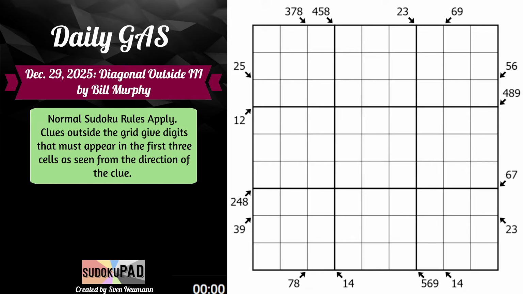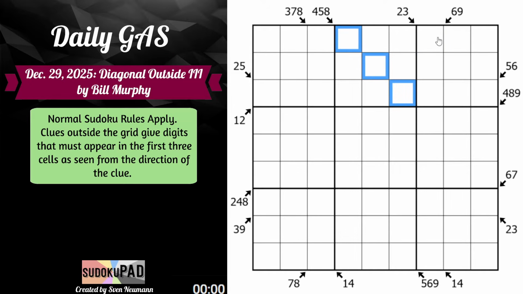Normal Sudoku rules apply. Clues outside the grid give the digits that must appear in the first three cells as seen from the direction of the clue. So, what does that mean? Well, if we take a look here, we're looking at the first three cells seen from the arrow direction. So 378 will appear in these three cells here. Exactly. 458 will appear in these three cells here.